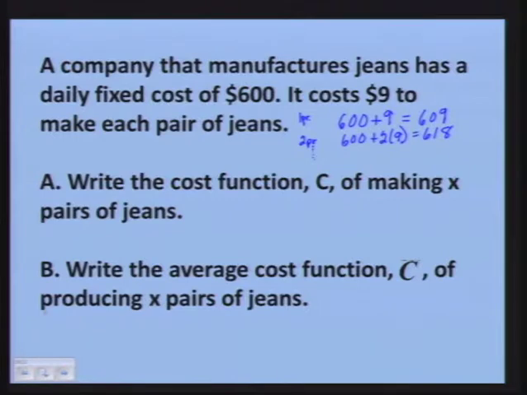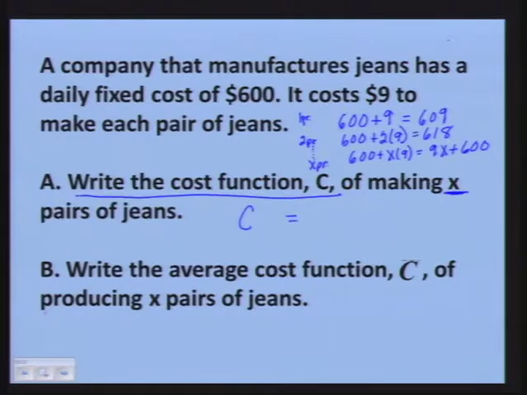Well, what if I go on down and make X pairs of jeans? That'll be 600 plus X times 9, or we usually write that as 9X plus 600. And that's what we want right here, the cost function C of making X pairs of jeans. So our cost is 9X, $9 for each pair of jeans, plus the $600 fixed cost, and to get it in function notation, we'll say C of X rather than C.